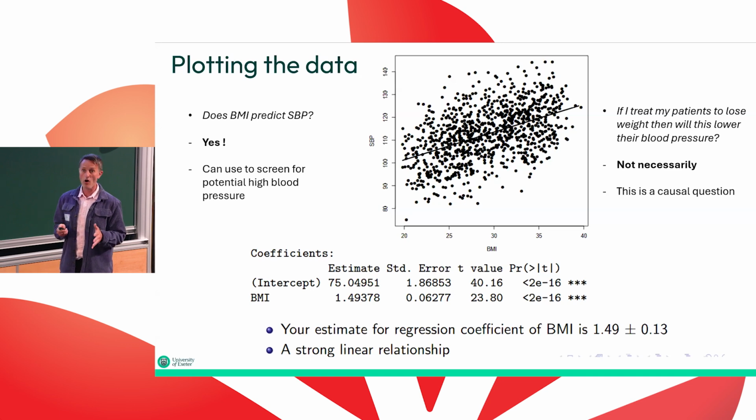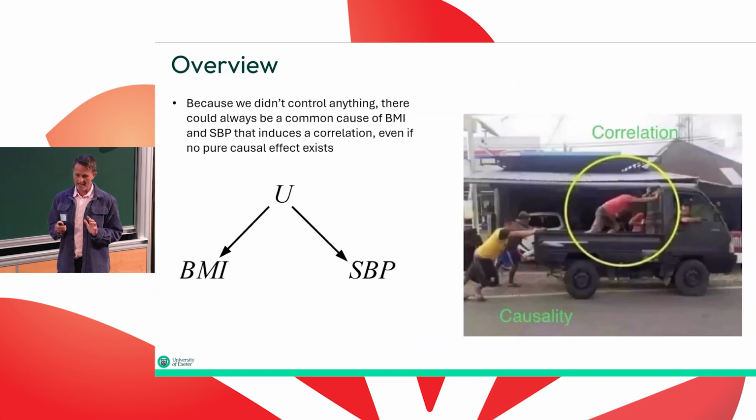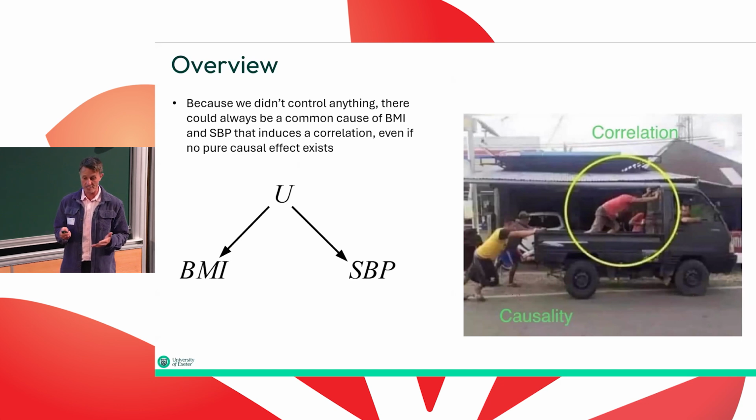And this question is a lot harder, and the answer is not necessarily, because it's a causal question. Now, here's a sort of funny meme about the difference between correlation and causation. But the key thing with this data is that it's sort of survey data. And because we didn't control BMI or systolic blood pressure, we merely observe them together in individuals. It could be that there's an unmeasured common cause of both BMI and systolic blood pressure that's the reason why we see a strong association.